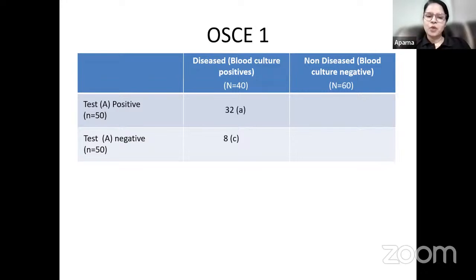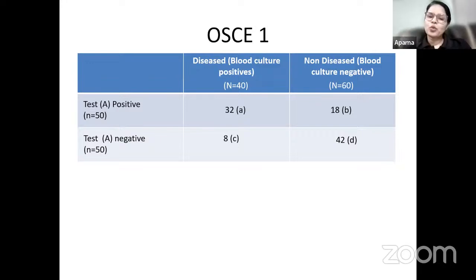We know that the sum of the cells in the second column is 40. So if we have 8 in the last row, then we have 40 minus 8, that is 32, in the cell labeled A. If we have 32 babies in A, then A plus B is equal to 50, so B becomes 50 minus 32, which is 18. And using this number, the last row D becomes 60 minus 18, which is 42.